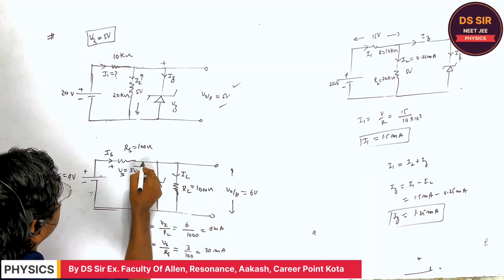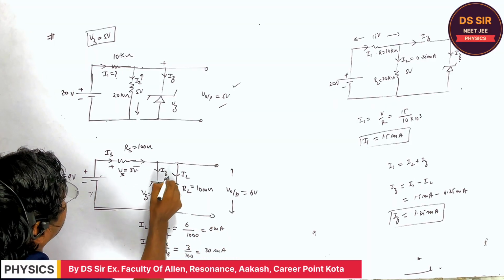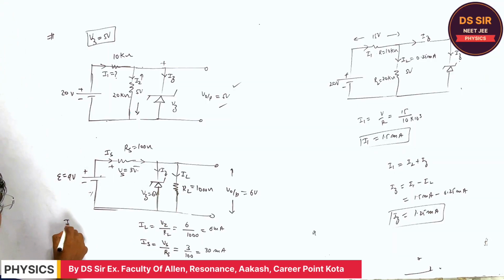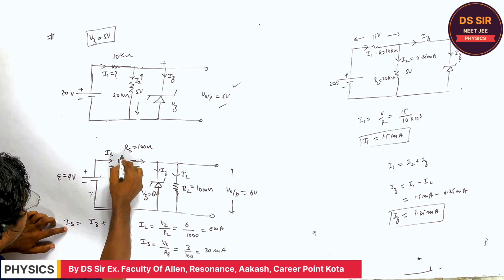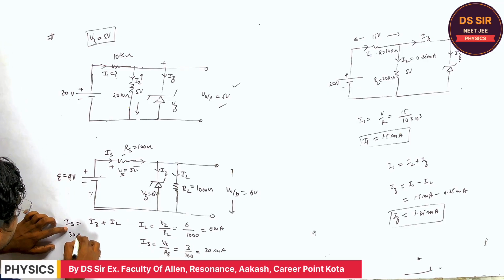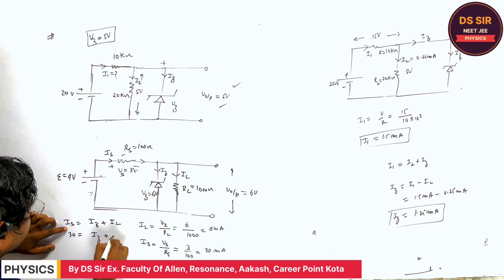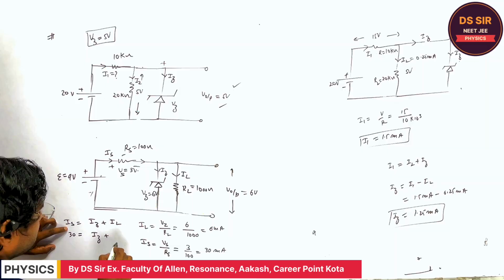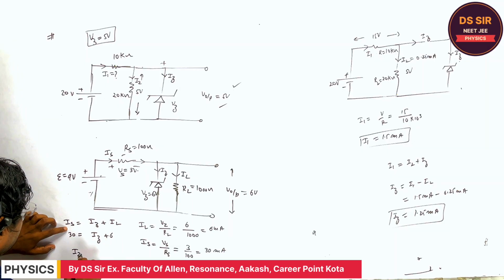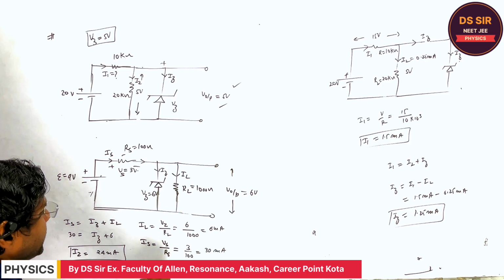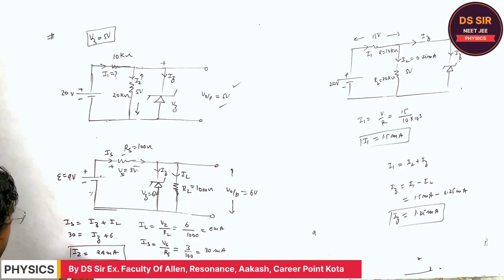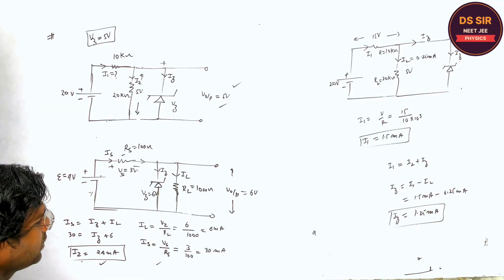So if this is 30 milliampere, what is the IZ? We apply the KCL. The IS is equal to IZ plus IL. The series current is 30 milliampere. IZ plus IL is what? 6. So IZ is 30 minus 6, 24 milliampere. Is it clear or not? So this is the Zener diode current.